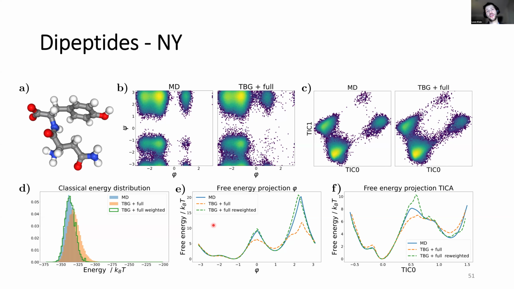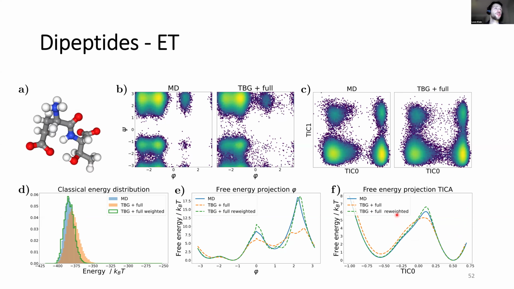We can also have a look at free energy projections. So in this plot, a projection on the phi angle of the Ramachandran plot. And again, before reweighting and after reweighting, and the same for these TICA plots projecting on the slowest TICA component. And always after reweighting, maybe not so much in these high energy regions where there are not many samples, we are matching the target free energy landscape quite well.